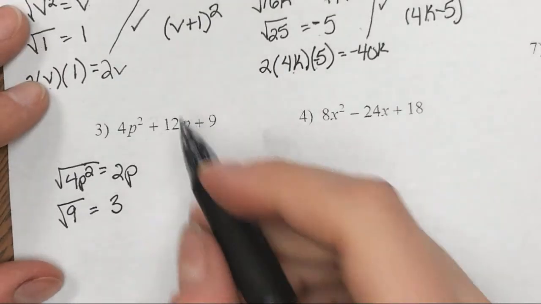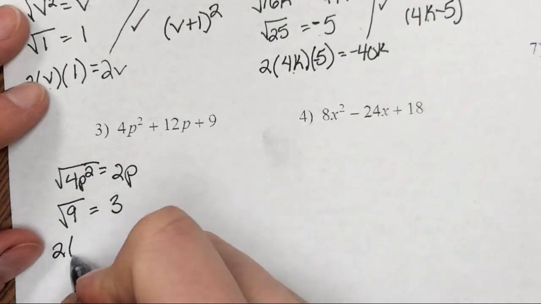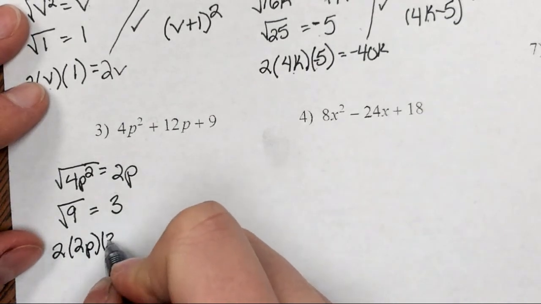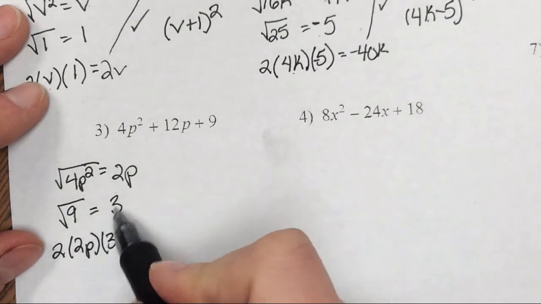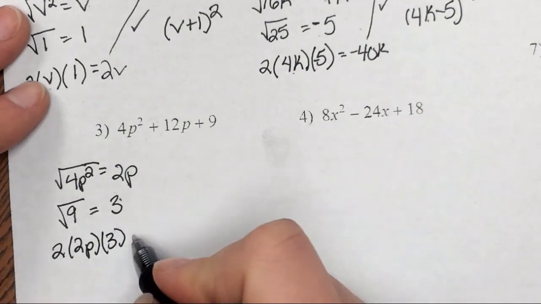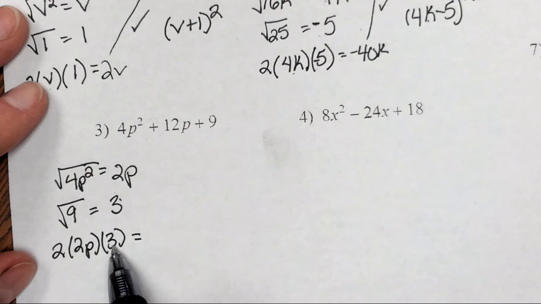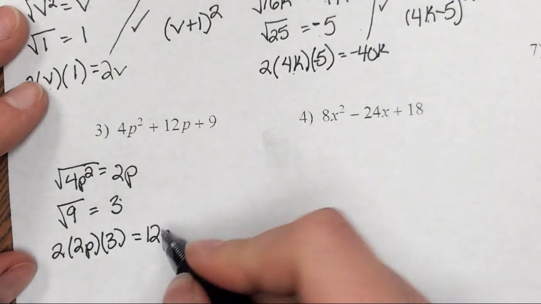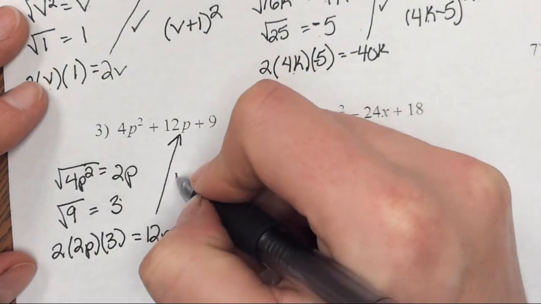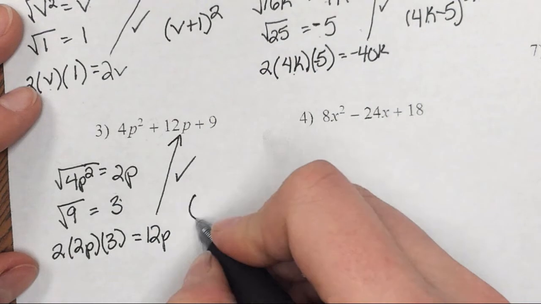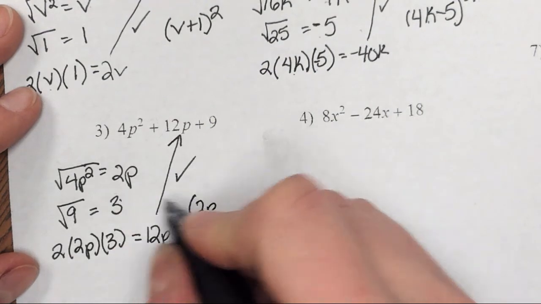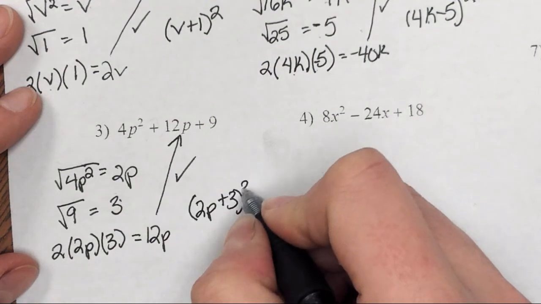And then I'm going to check my middle term. So 2 times 2p times 3. And again, the 2p comes from here and the 3 comes from here. Multiply those together. 2 times 2p is 4p. 4p times 3 is 12p. That was what I was looking for in the middle. So my final answer, 2p plus 3 quantity squared.